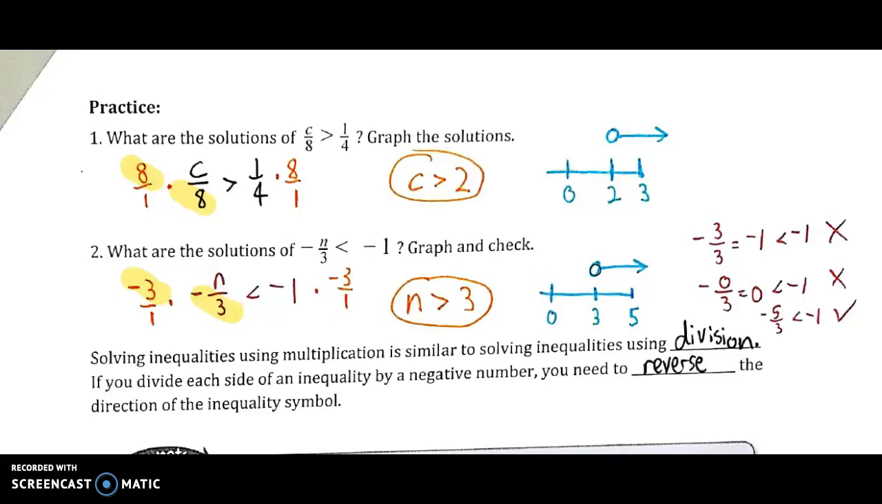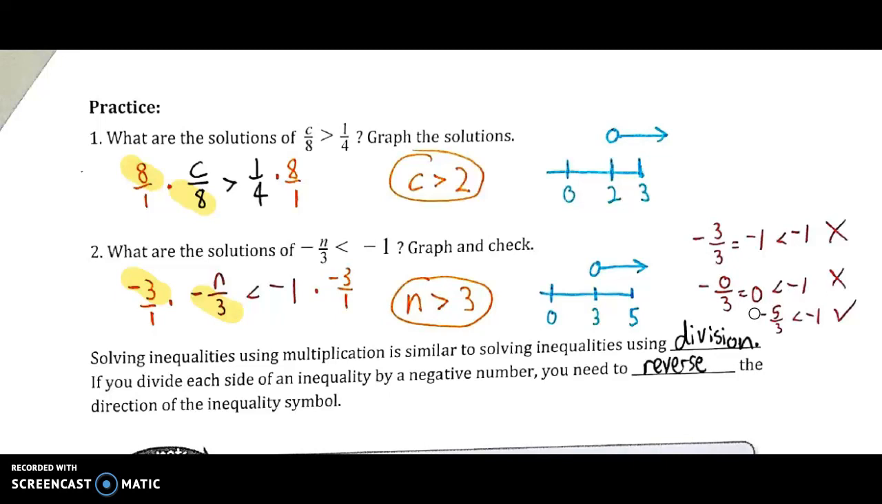So if I try the endpoint, which was at 3, if I plug in 3 where the n was, negative 3 over 3 simplifies to negative 1, and negative 1 is not less than negative 1. So that's not a solution, but that's what we expected because we didn't fill in that circle. If I plug in a 0, according to our graph, it should not be a solution. I don't see any circle over it. If I plug that in, I get 0 on the left, and that's not less than negative 1, so that's also not true.